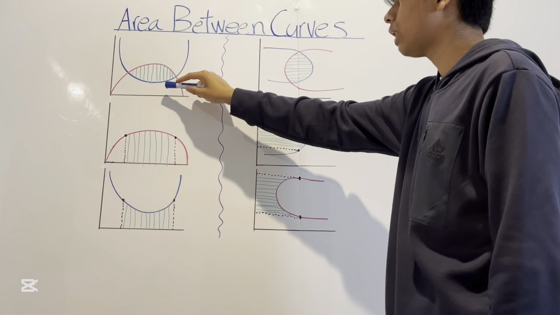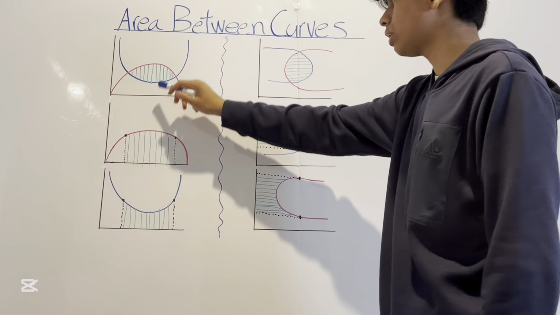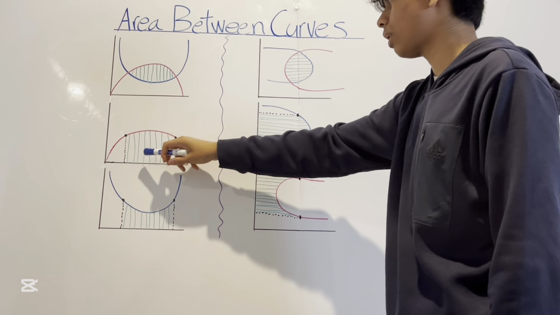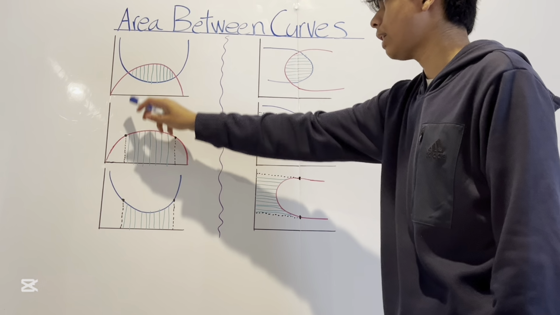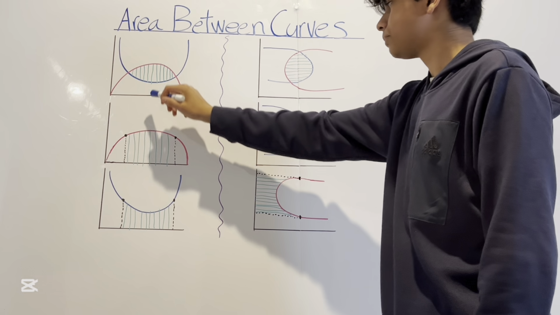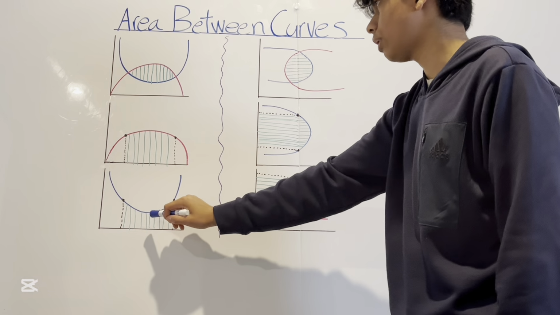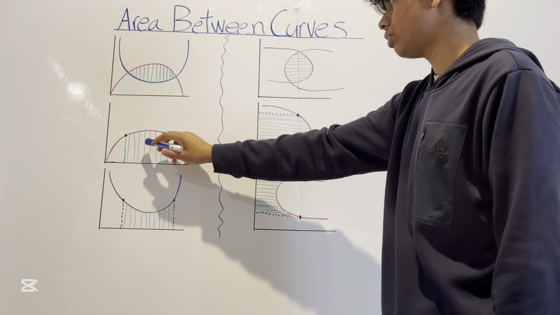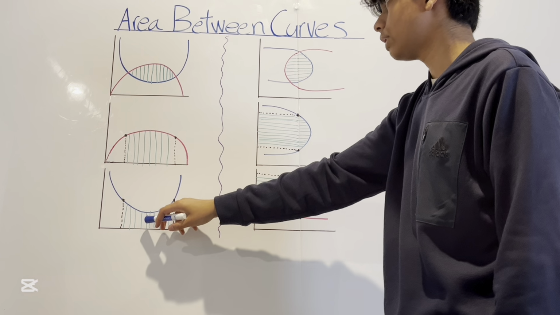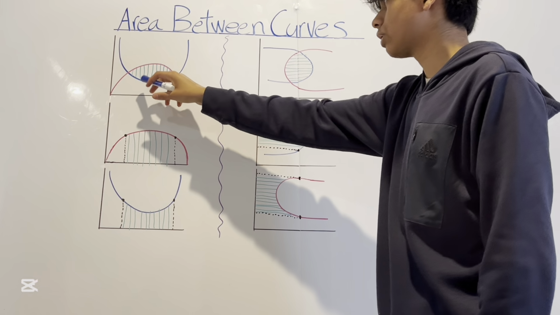the bottom function, and that's because the top function will give this part of the area and it's bounded by the intersections of the curve, and the bottom function will give the area under this part. So once you take this and subtract it by this, you'll get the area that's enclosed.